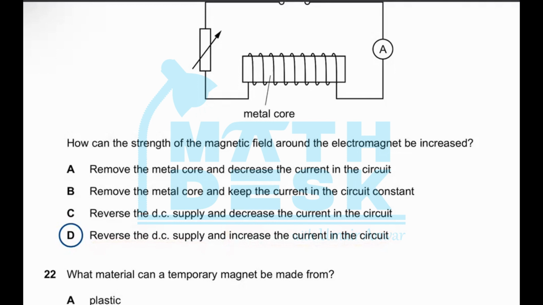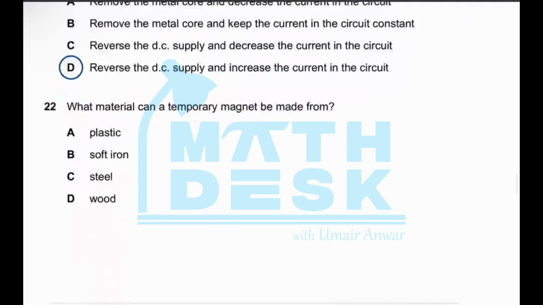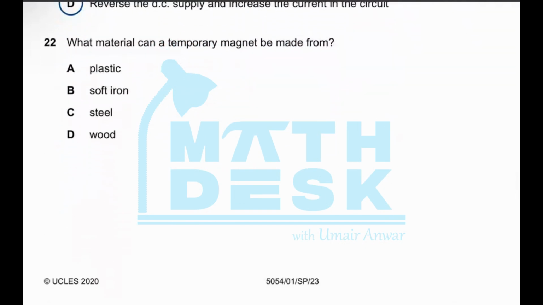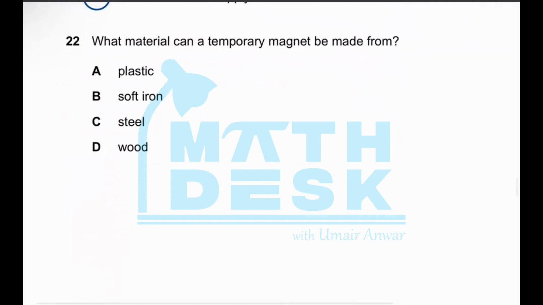Question number 22. What material can a temporary magnet be made from? So a temporary magnet is made from soft iron. Plastic and wood do not make any magnet, and steel makes a permanent magnet rather than making a temporary magnet.